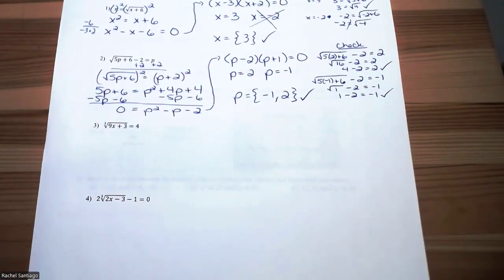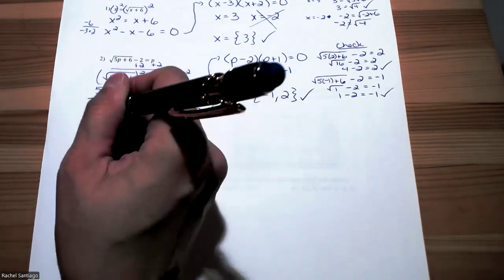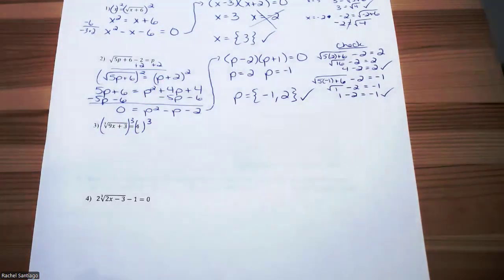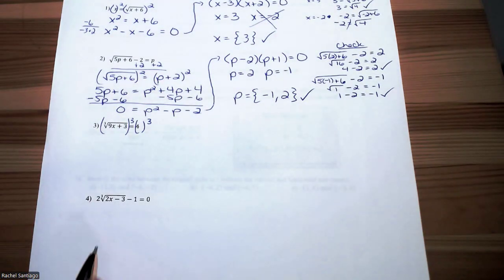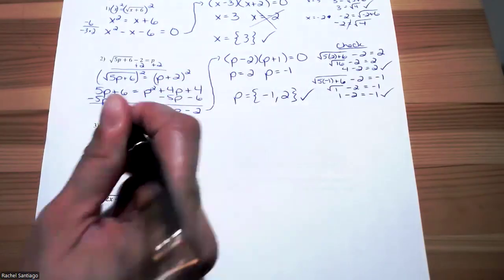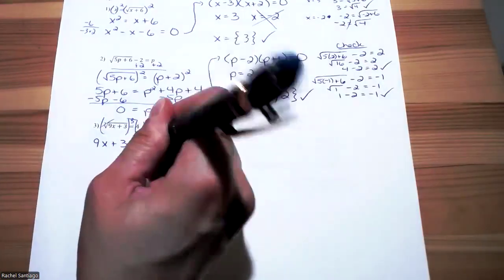Number 3, our radical is in fact isolated, but we have a cube root this time. So now we raise both sides to the same power that matches the index, which in this case is 3. So the cube root and the cube cancel each other out. We're left with 9x plus 3 is equal to 4 cubed. 4 to the third power is 64.